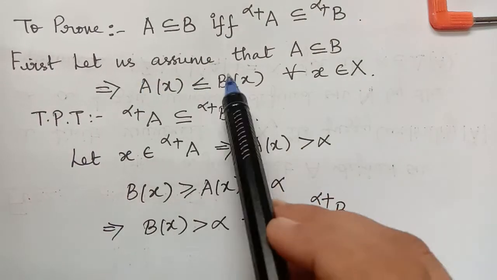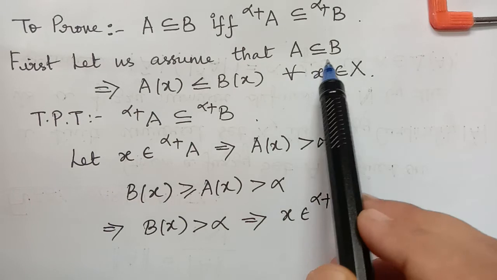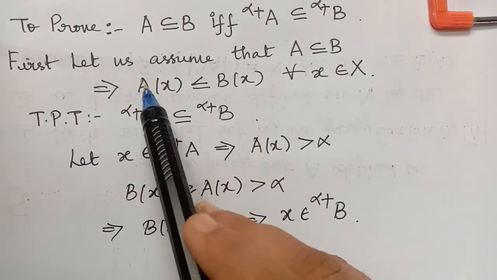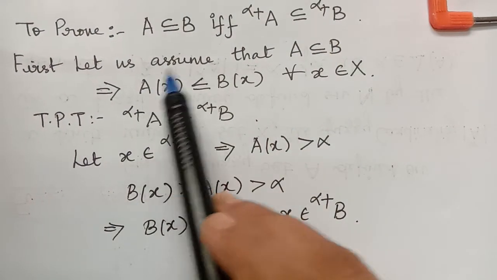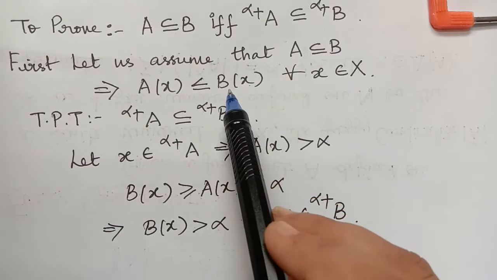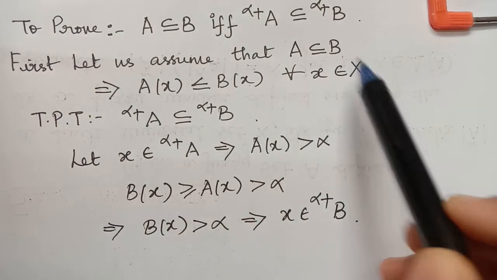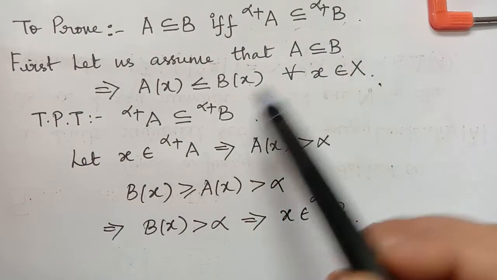So first let us assume that A is a subset of B. So by the definition of subset of a fuzzy set, we know that the membership grade of x with respect to A will be lesser than or equal to the membership grade of x with respect to the fuzzy set B, because A is a subset of B, for all x element of capital X. Now we have to prove this part. So that we have written here.